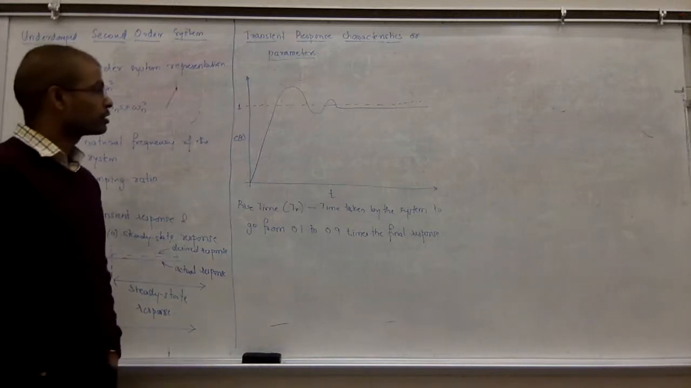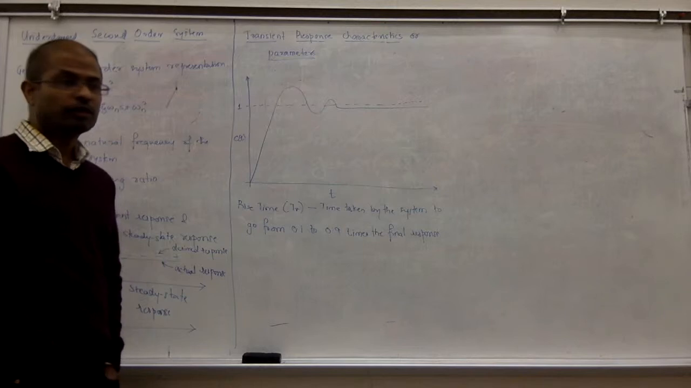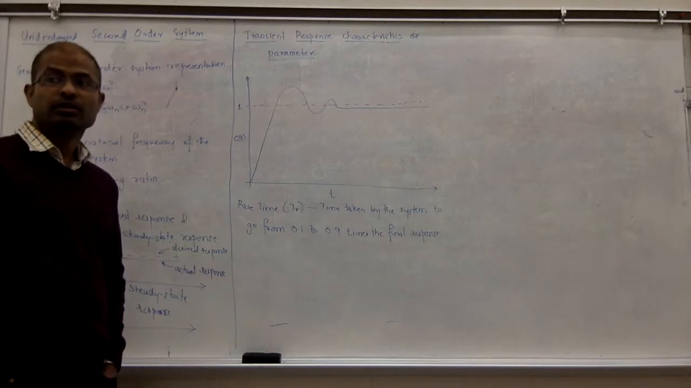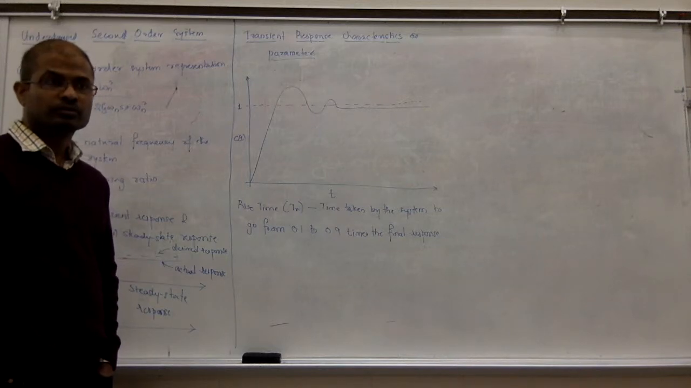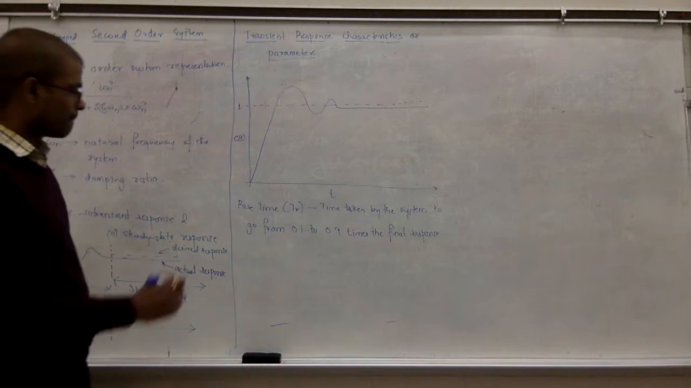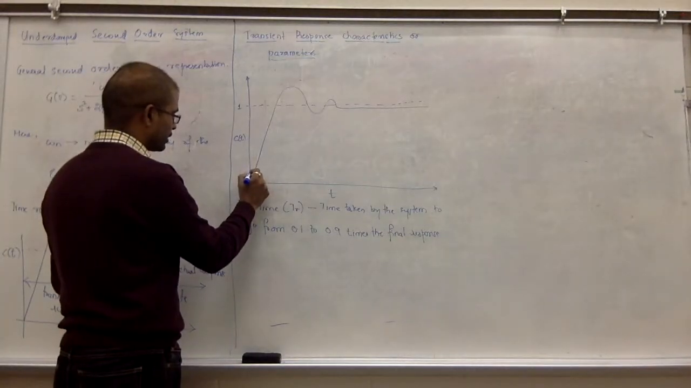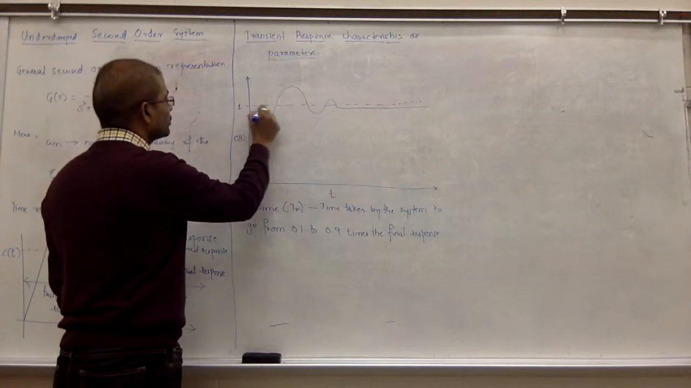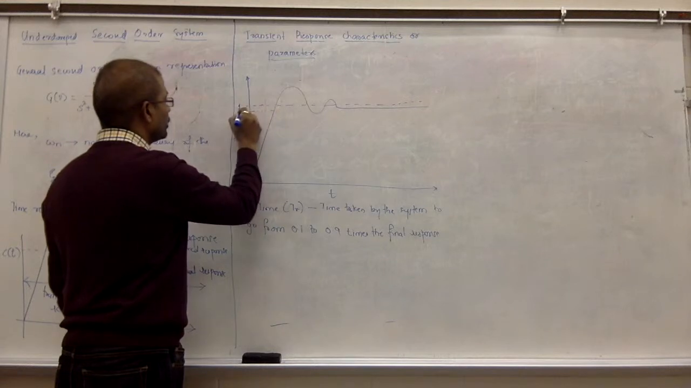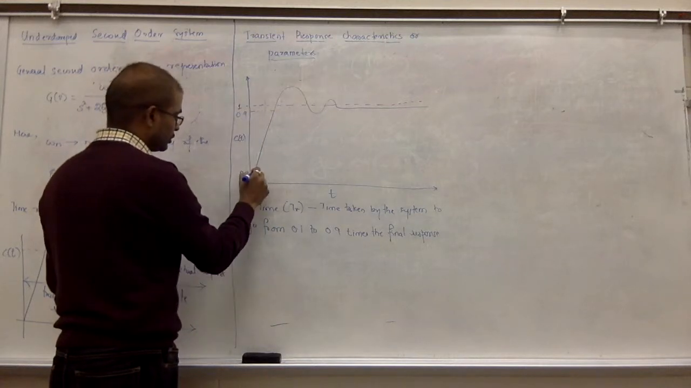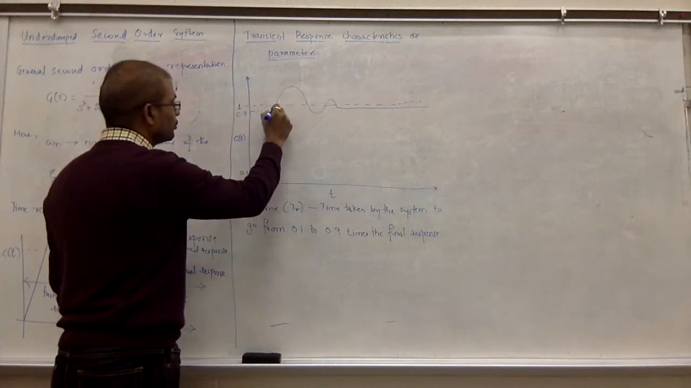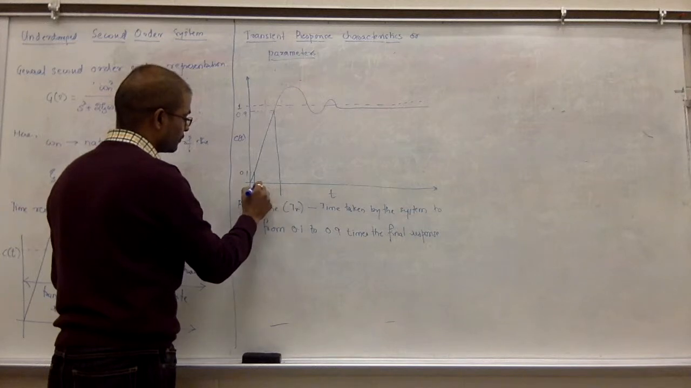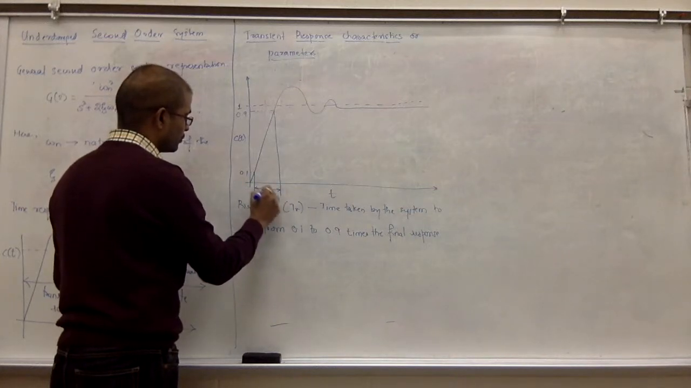So what is the time and what is this thing? How do you figure out? It is 90% of one, 90% of the final value of the response. So it's this, this is 10%. This is 0.1, right? This is 0.9. You agree? So this time is TR.